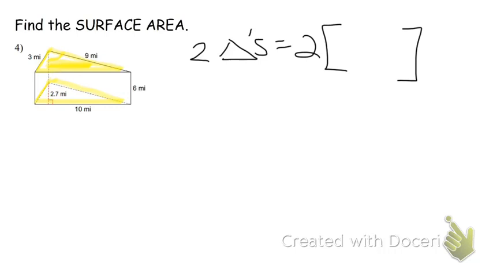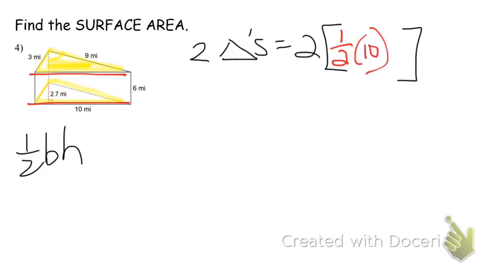So now for a triangle, the formula is 1/2 base times height. So it's 2 times 1/2 base, which would be this or this, times the height, which is 2.7. Okay, that's just the 2 triangles. This 2 is because there's 2 of them, or I could have found the answer once and written it twice.